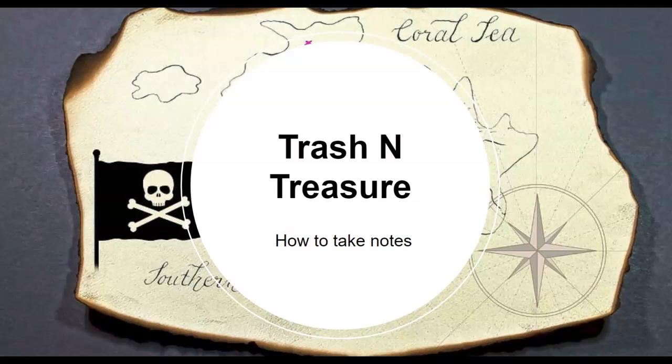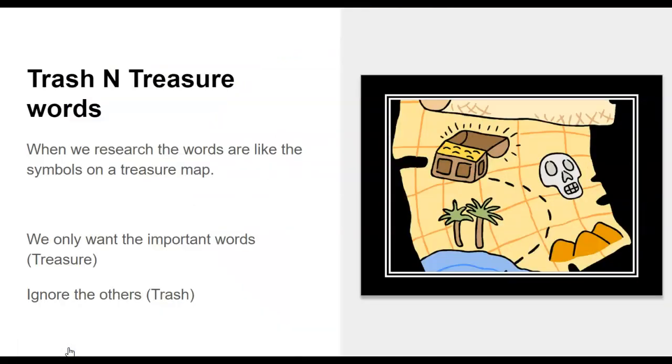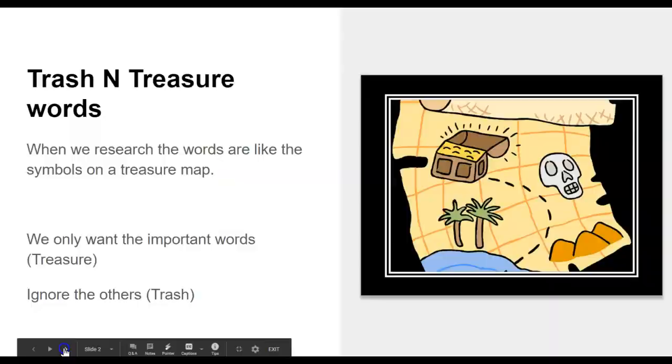Today we will be learning about the note-taking method called trash and treasure. When we are doing research, we need to think of it like searching for a treasure, like using a treasure map. So when we are researching, we think of the words that we need as symbols on a treasure map. We only want to keep the important words, those are our treasure, and we ignore the other words, which are our trash. Anything that doesn't lead us to our treasure, those are our trash words.